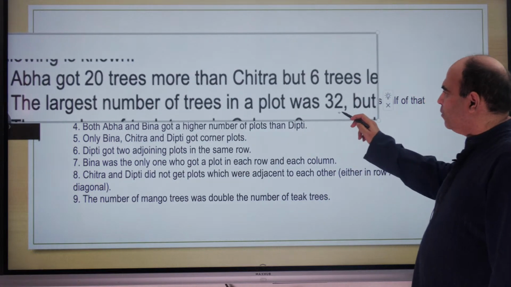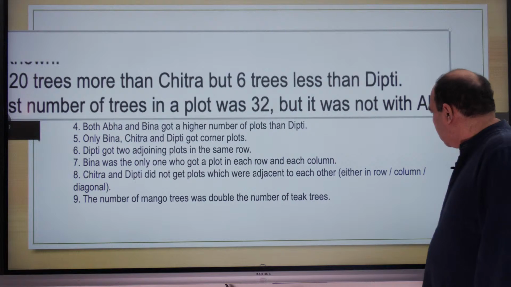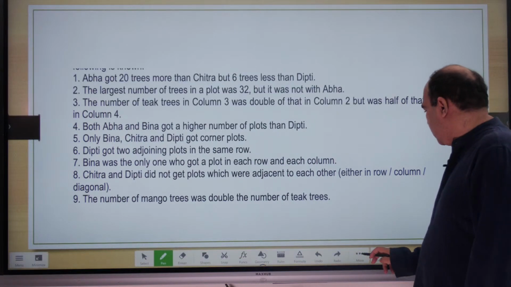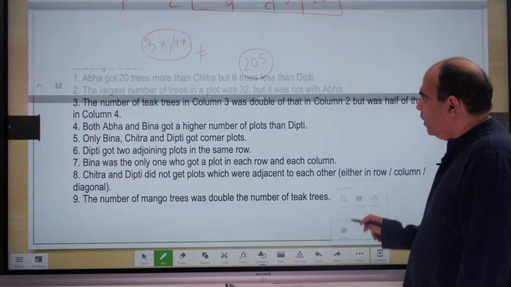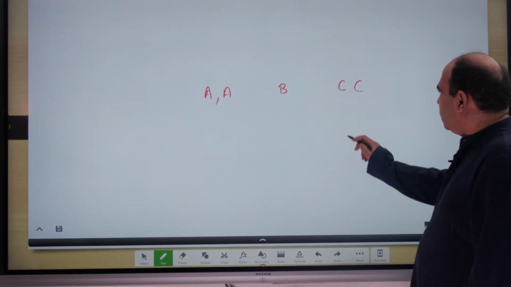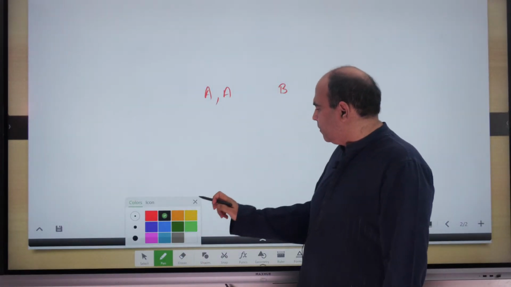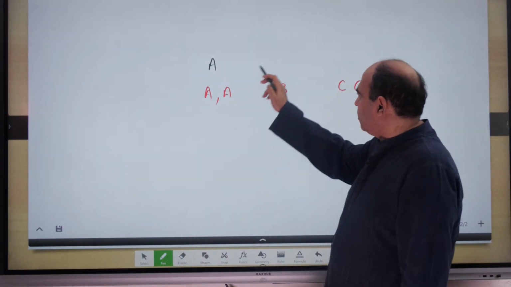Abha got 20 trees more than Chitra, but 6 trees less than Deepti. So let's put that into our solving piece. Abha got 20 pieces more than Chitra. So Chitra, this is Abha. I'll try to keep it as clean as possible.